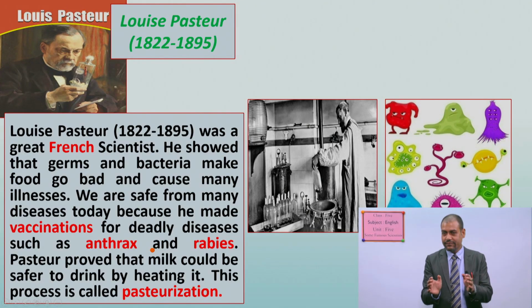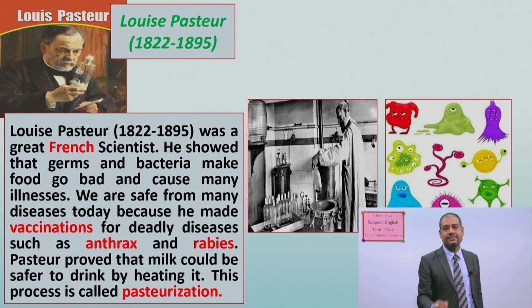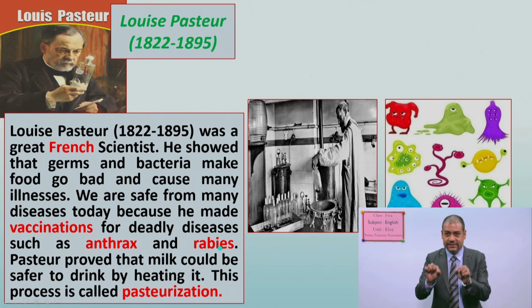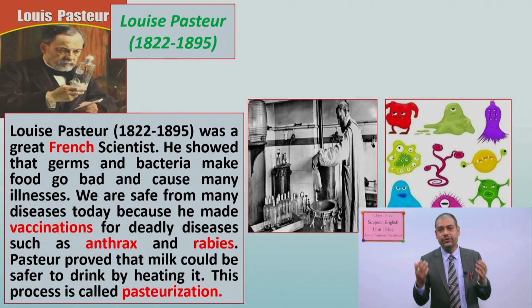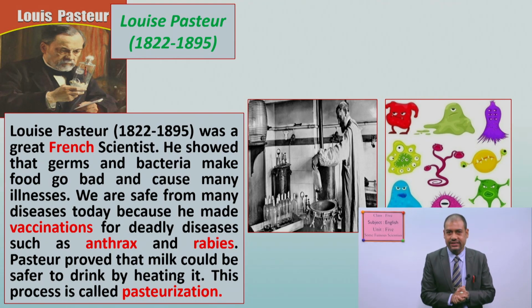For example, some of the names of the diseases are anthrax. What type of disease is anthrax? Can you tell me? You just guess. Later on, I'll tell you the meaning. Rabies. I think you know the meaning of rabies. What type of disease is this one? I think you know, because rabies is a common term in our community, in our society. Many people are suffering from rabies.